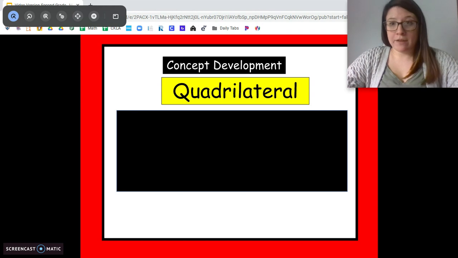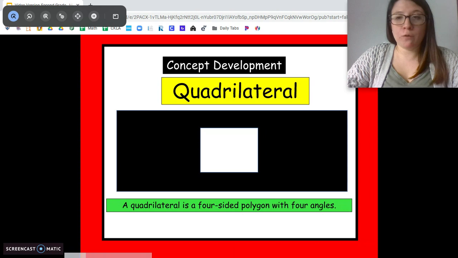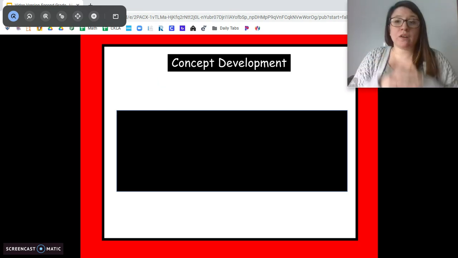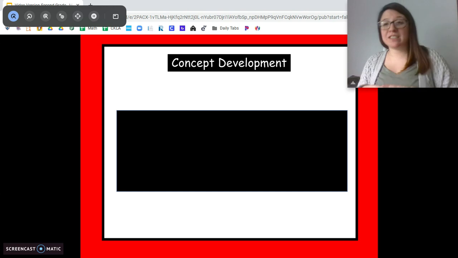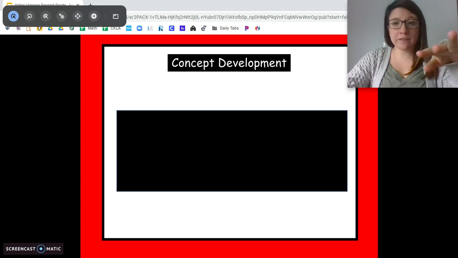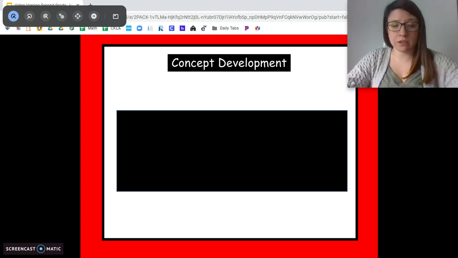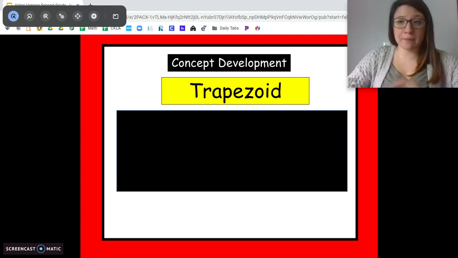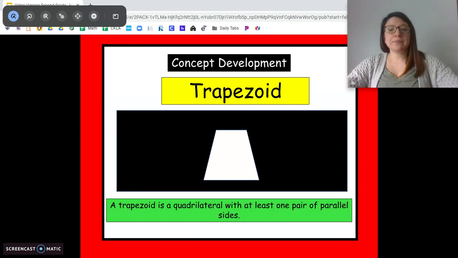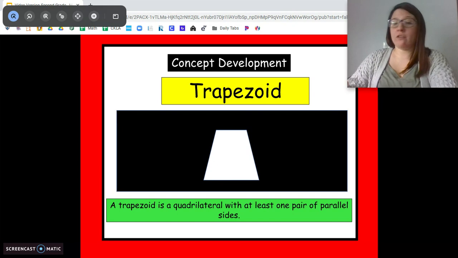We know quadrilaterals, right? 4 sides, 4 angles. It's a 4-sided polygon. Now, within quadrilaterals, there are different shapes that have specific names, okay? All of the shapes we're going to talk about today also have 4 sides, 4 angles, okay? The first one's a trapezoid. Can you say the word trapezoid? So what does a trapezoid look like? It's a quadrilateral with at least one pair of parallel sides.